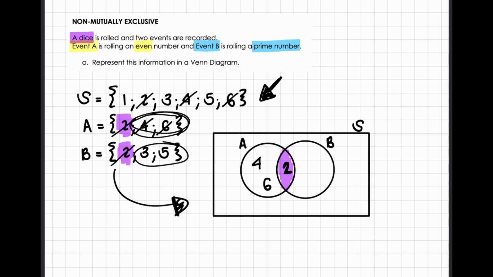Then I have my 3 and my 5 that's left over for B's circle. So I put 3 and 5 into B's circle. So now I'm going to cancel it from my sample space, because by cancelling it from my sample space, I can now clearly see that there's a value that was missing that hasn't been in either of the circles. That's the value 1, because 1 is neither even nor a prime number. So 1 is going to go in my sample space, and that way I don't forget it.